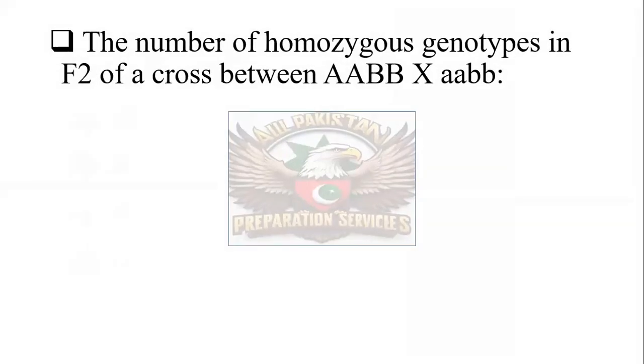The number of homozygous genotypes in F2 of a cross between AAB and small a small b will be crossed. In other words, one parent is dominant and homozygous, and the other parent is homozygous but has recessive genes. The options are 2, 4, 6, or 9, and the correct one is 4. The number of homozygous genotypes in F2 of a cross between homozygous dominant and homozygous recessive will be 4.